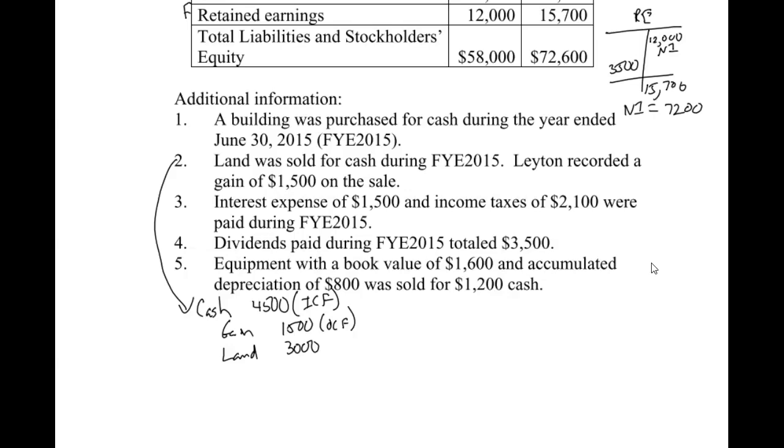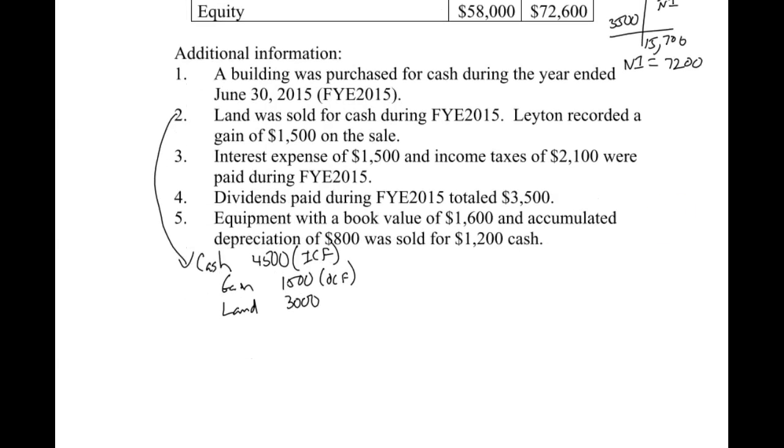All right, number 5 here, equipment with a book value of $1,600 and accumulated depreciation of $800 was sold for $1,200 cash. So let's take care of this journal entry. We'll just do it right down here below. We are selling an asset, which means we have to take the accumulated depreciation off the books. Skip a space here, because right now we don't know whether it's a gain or a loss. And then we have to take the equipment off the books.